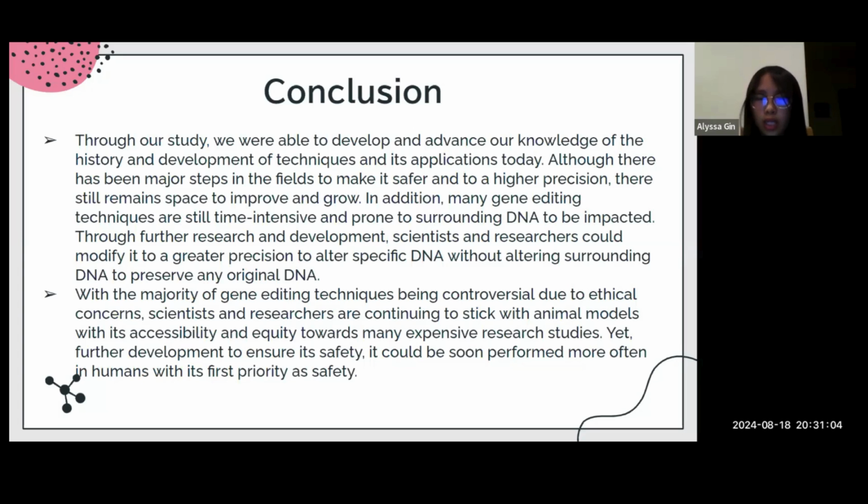And with the majority of gene editing techniques still being controversial due to ethical concerns, scientists and researchers are still continuing to stick with animal models for their accessibility and equity towards many expensive research studies. Yet with further development to ensure safety, it could soon be performed more often in humans, with its emphasis on safety again.